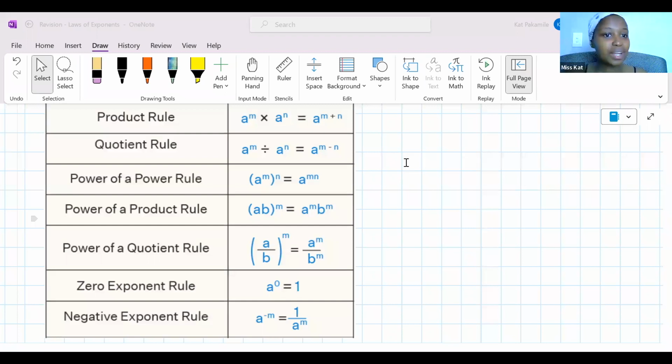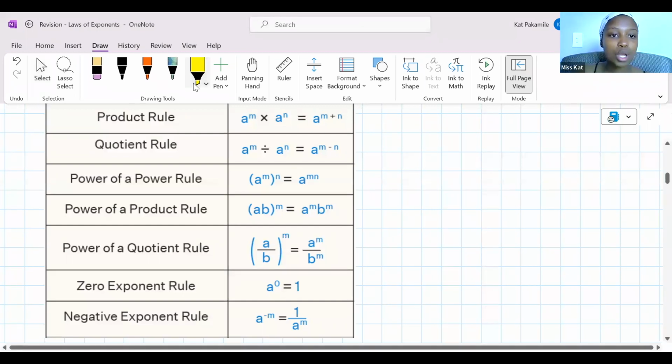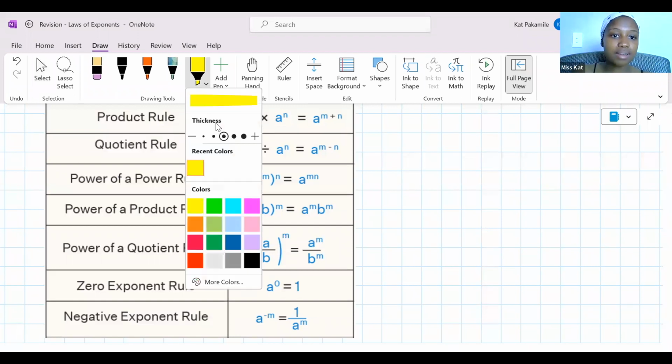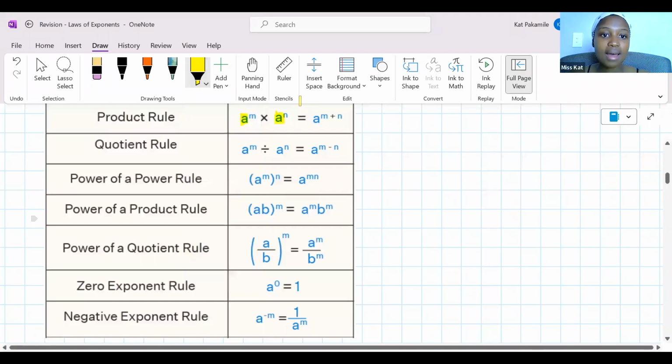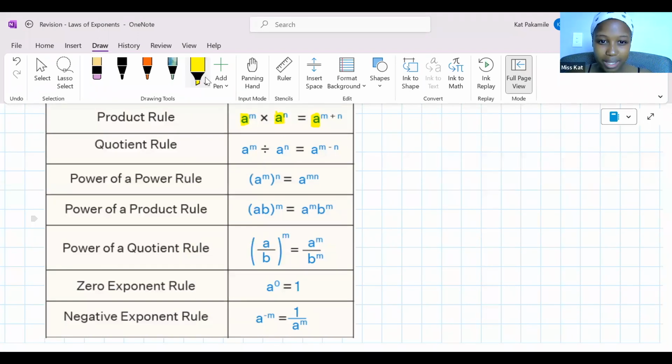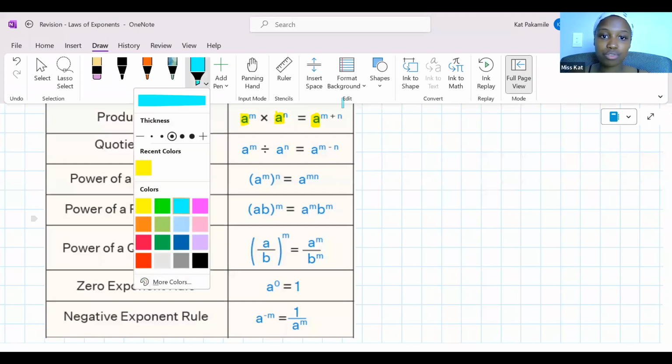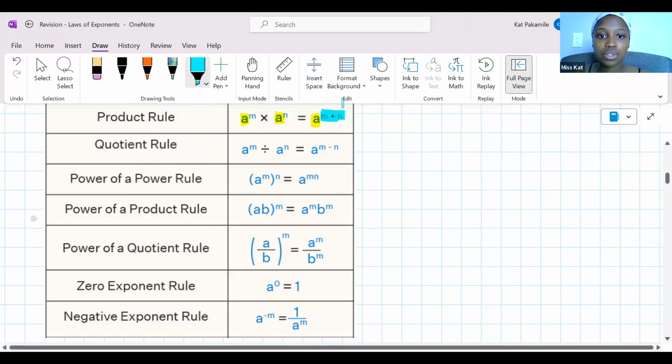So the product rule says if you are multiplying two powers that have the same base, guys, that is very important. You all forget about this. They have to have the same base. Then you keep the base and you add your exponents. This is revision. We should all know it by now. So you add your exponents. Okay, that's our product rule.